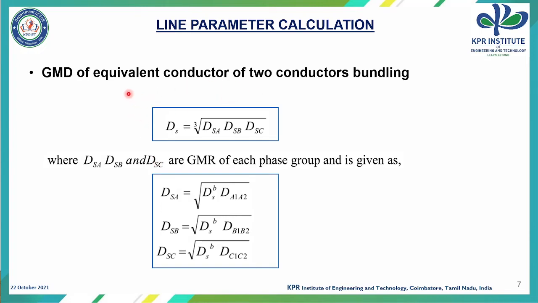We have to calculate the value of Ds, that is equal to cube root of DSA, DSB and DSC, where DSA, DSB and DSC are GMR of each phase group and is given as DSA, DSB, DSC, the distance between the A conductor and the B and C. In the same manner, we have to represent for the three phase group.